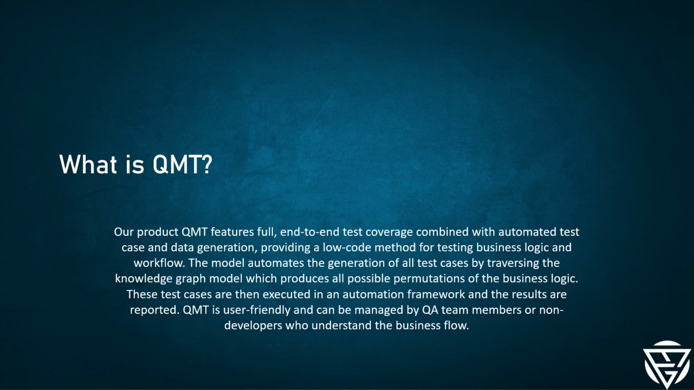Our product QMT features full end-to-end test coverage combined with automated test case and data generation, providing a low-code method for testing business logic and workflow. The model automates the generation of all test cases by traversing the knowledge graph model, which produces all possible permutations of the business logic. These test cases are then executed in an automation framework and the results are reported. QMT is user-friendly and can be managed by QA team members or non-developers who understand the business flow.